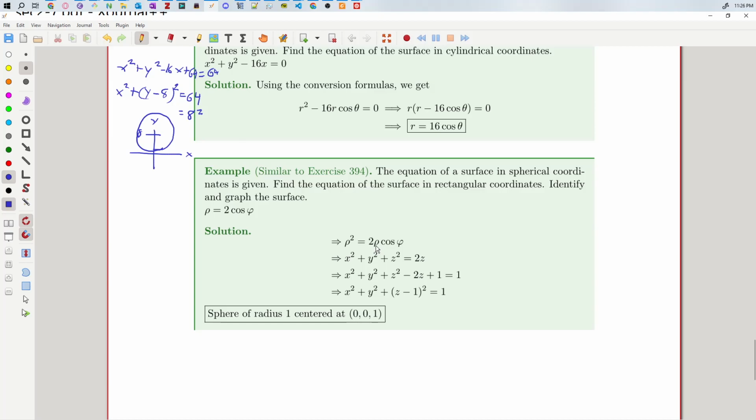So rho squared is 2 rho cosine phi. Rho cosine phi is equal to z, so you get 2z on the right-hand side. On the left-hand side, you get x squared plus y squared plus z squared. Subtracting 2z over and then completing the square, adding 1 to both sides so that you can complete the square, you end up with this equation, and then you can easily identify that this is a sphere centered at (0, 0, 1) with radius 1.